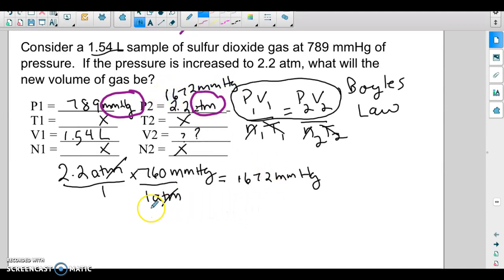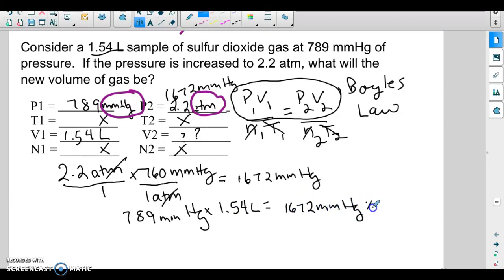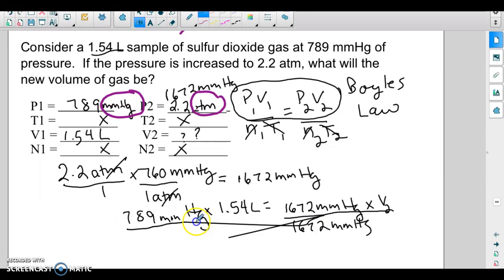So now I can plug in 789 millimeters times that volume, 1.54 liters, equals the pressure that I just converted to, times V2, which is my X. So I would divide both sides at this point by 1672 millimeters. You don't have to show all the units within.